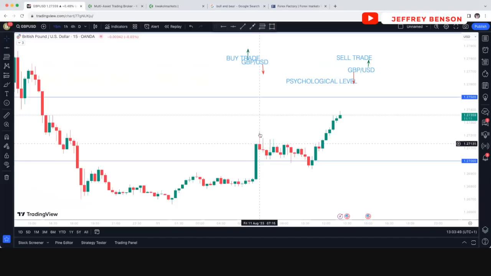Then Army A overpowered Army B. They pushed it down, and then the 15 minutes was complete. It closed here. That's how it works. So this one now, this is the opening price.